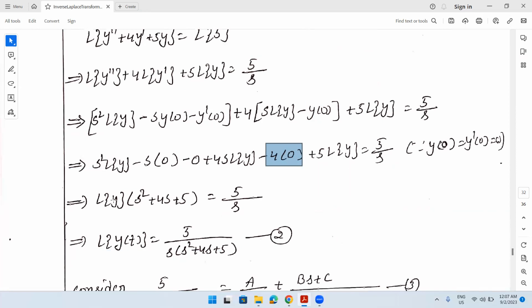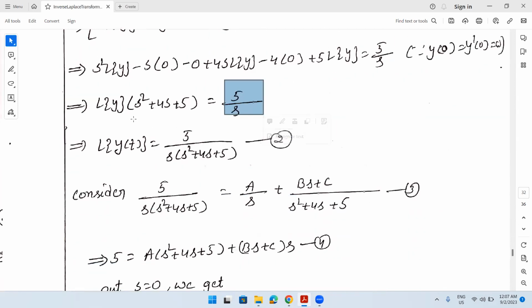So here we take L of y coefficients. What's the L of y coefficient? s square plus 4s plus 5. Remaining all are zeros if you observe. If they are not 0, they may be a function of s, so we take it to the right hand side directly. The right hand side is as is up to this step.